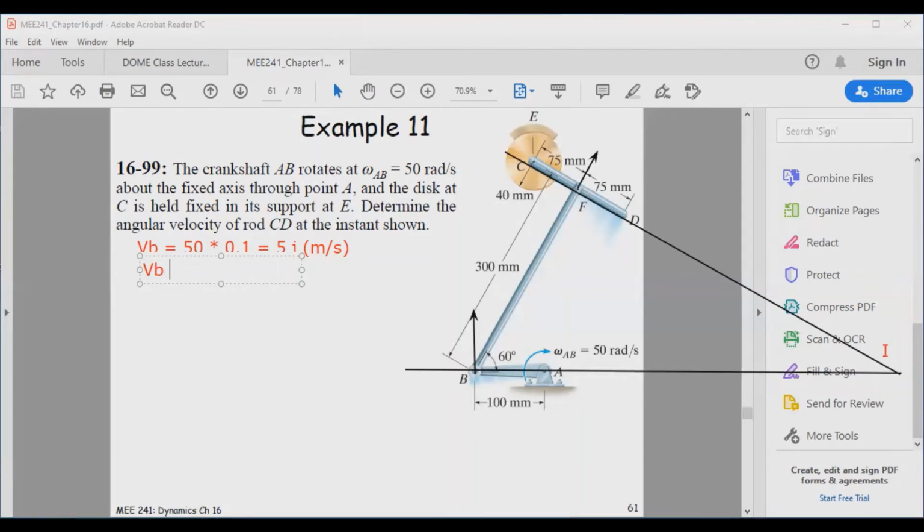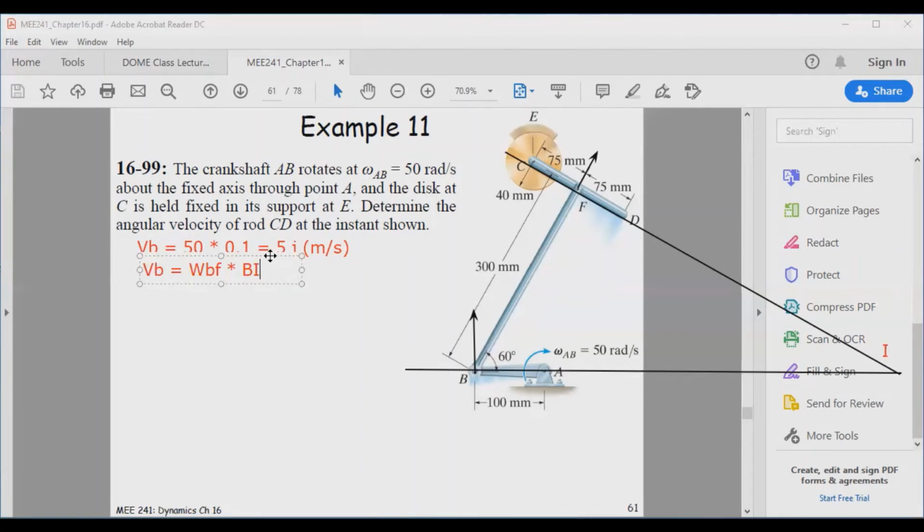Yes. So what I can do is I can say VB. Point B belongs to the crank, and it also belongs to that link BF. So I can say that VB is going to be equal to omega BF multiplied by BI. And actually I know the value of VB. So VB is going to be the angular velocity of this link multiplied by that distance IB or BI.